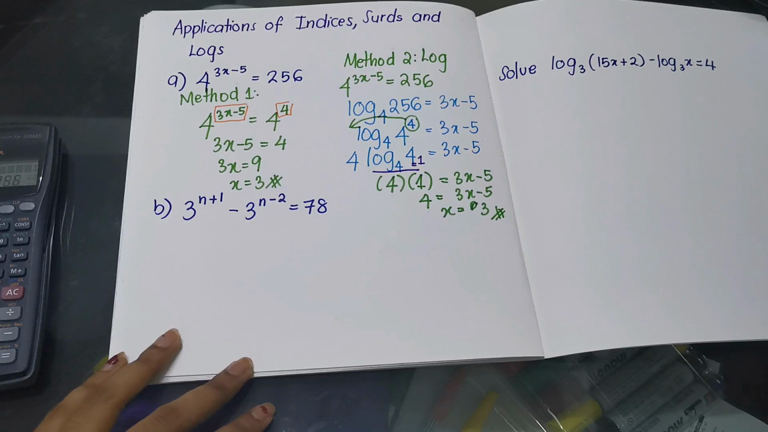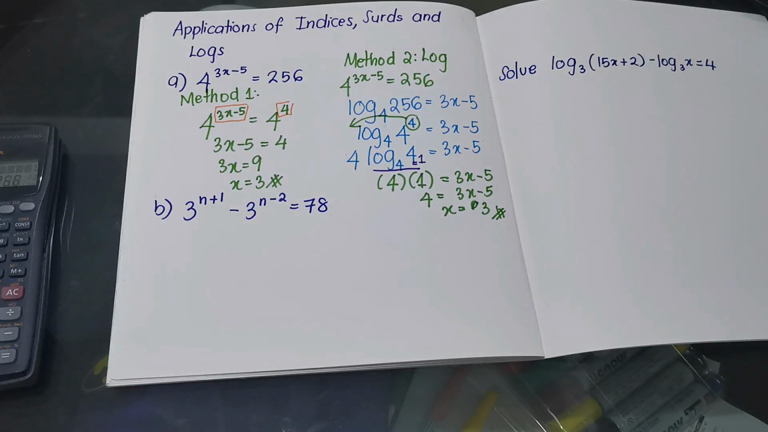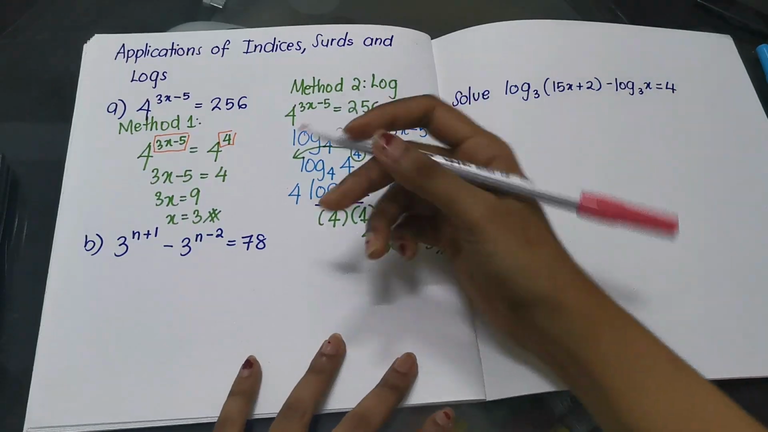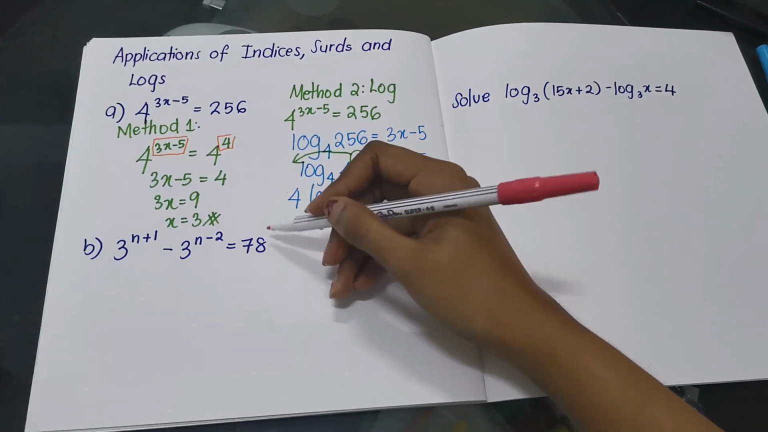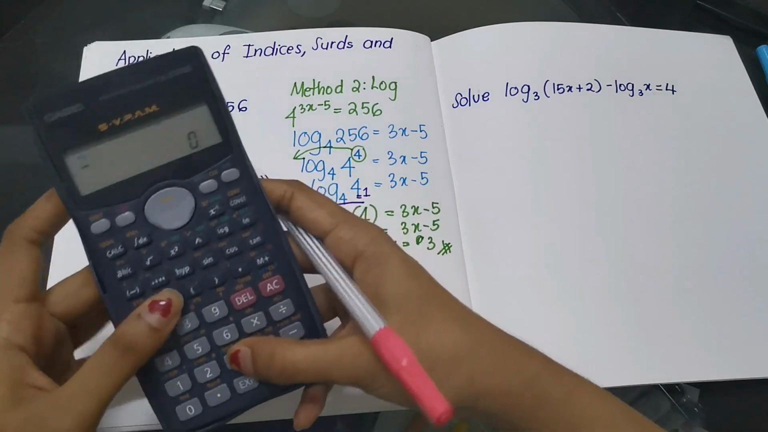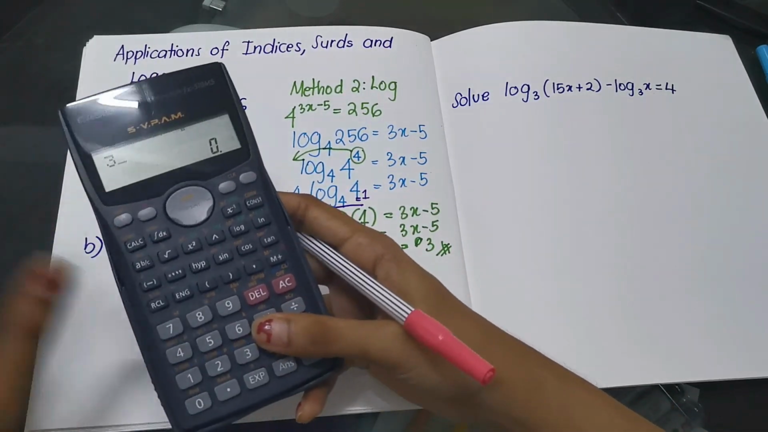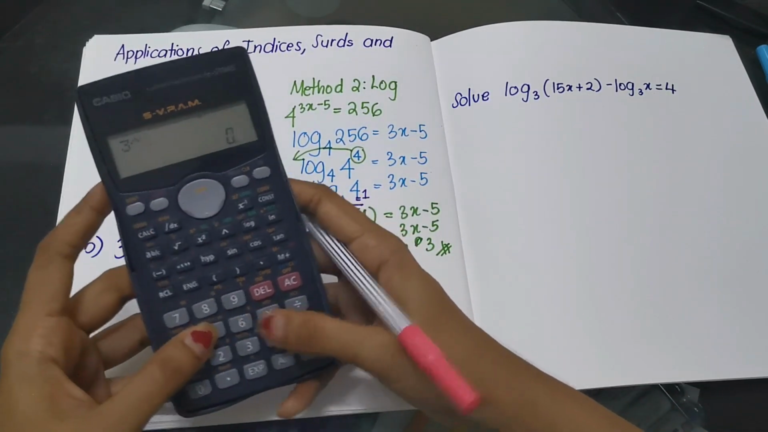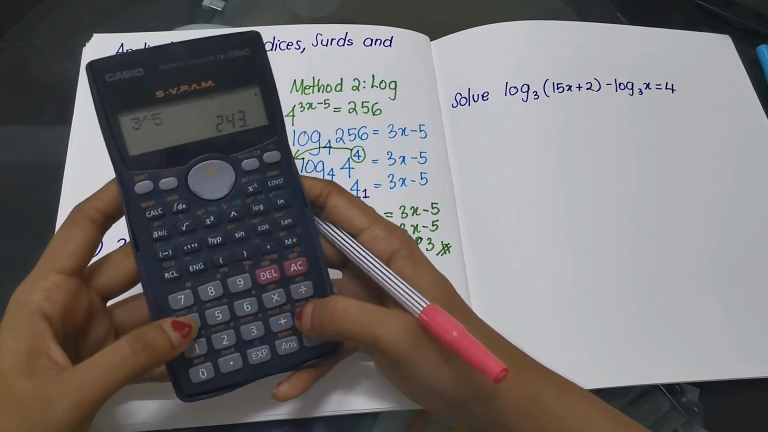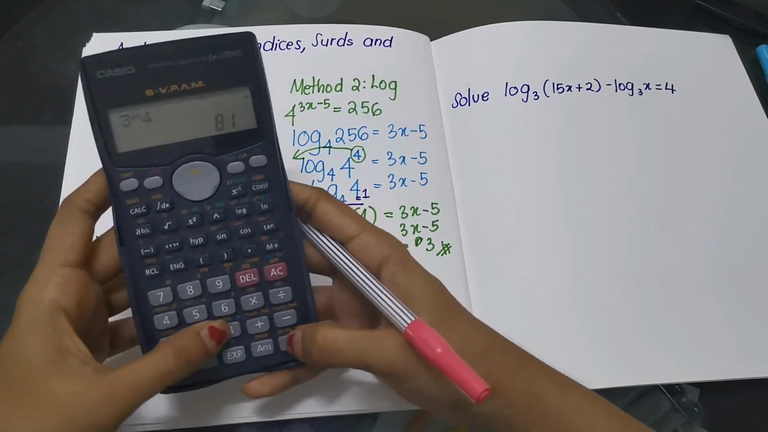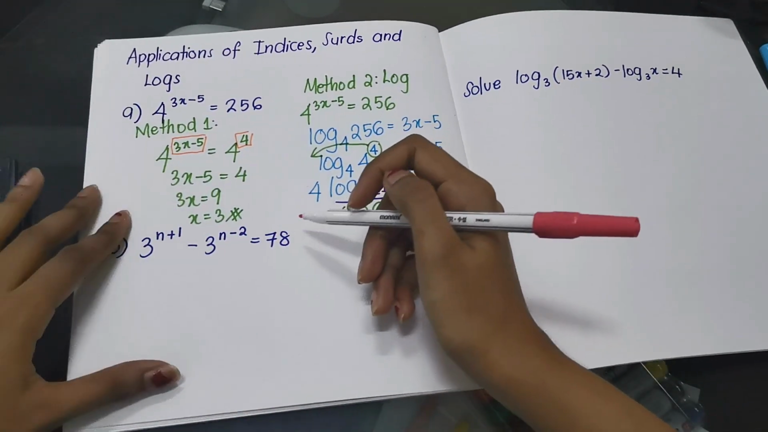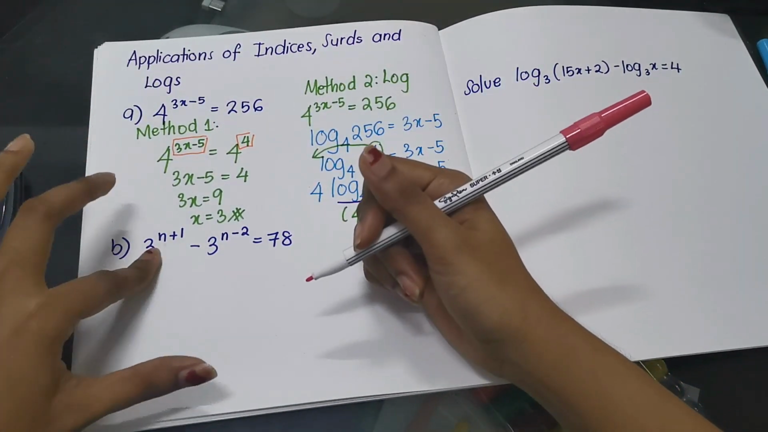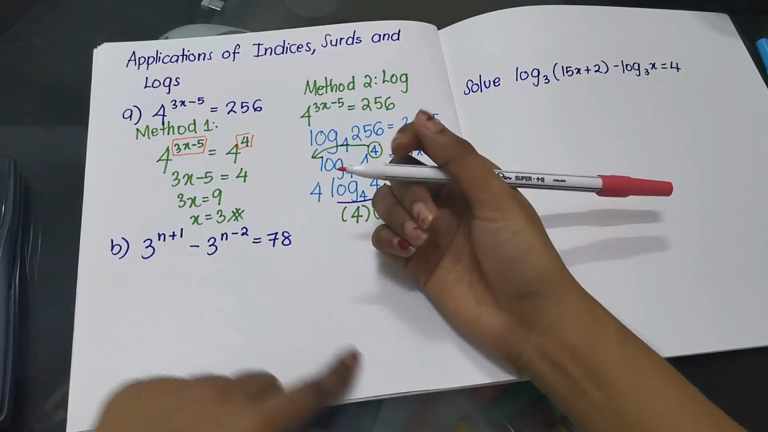Now let's look at the second question. What you can see from the second question is that we have indices. Of course, for 78, we cannot find any power, like 3 to the power of 5, 3 to the power of 4, or 3 to the power of 3; we can't get 78 with base 3 here. So what we're going to do is separate each of the powers one by one.